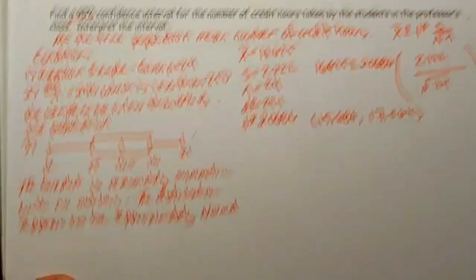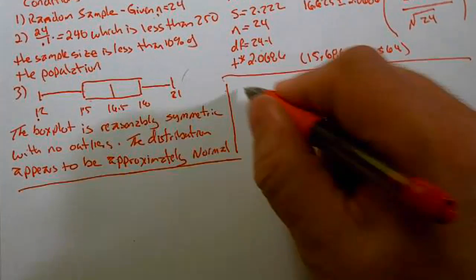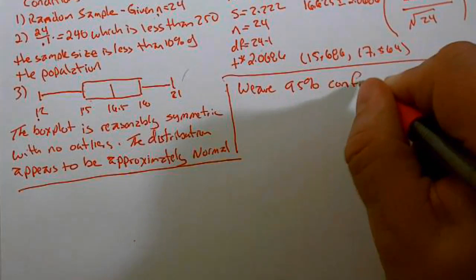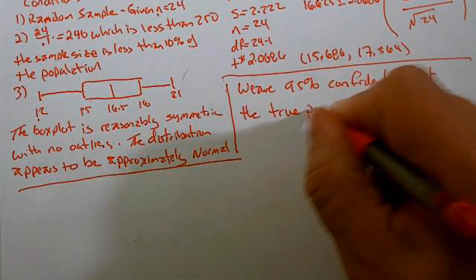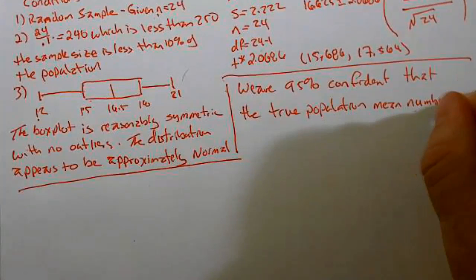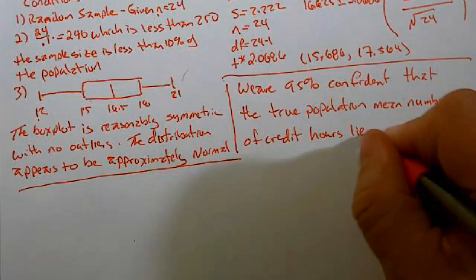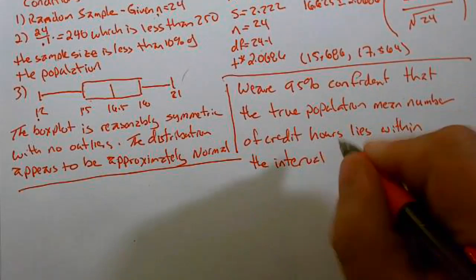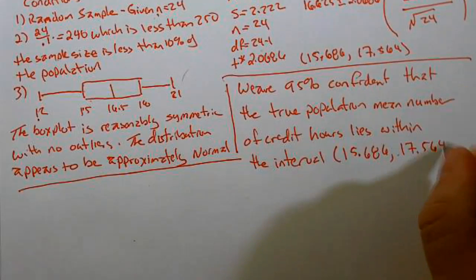Next thing, we have to write our conclusion. We are 95% confident that the true population mean number of credit hours lies within the interval 15.686 and 17.564. All right.